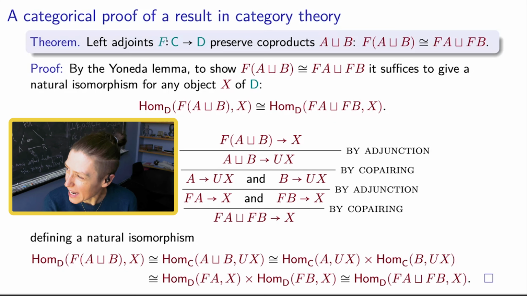But now I have a map in the category C out of a coproduct, and the defining universal property of a coproduct says I can split that up into two arrows, one from A into U of X and one from B into U of X. And now I can use my adjunction again and transpose those two components back into arrows in the category D, now from F of A into X and from F of B into X. And then I can again use the universal property of the coproduct and pair them back together to get a map out of the coproduct, but this time it's the coproduct of F of A and F of B into X. And composing those bijections, I get the natural isomorphism that I'm looking for, and that's the proof.